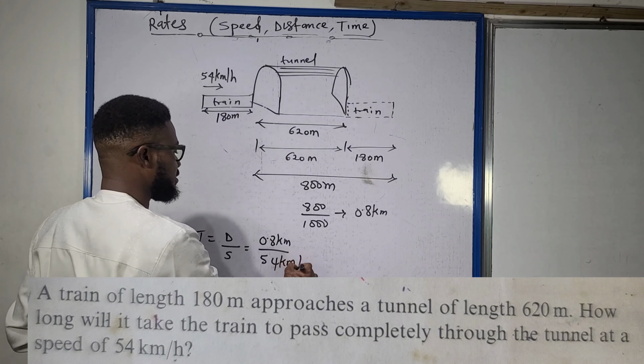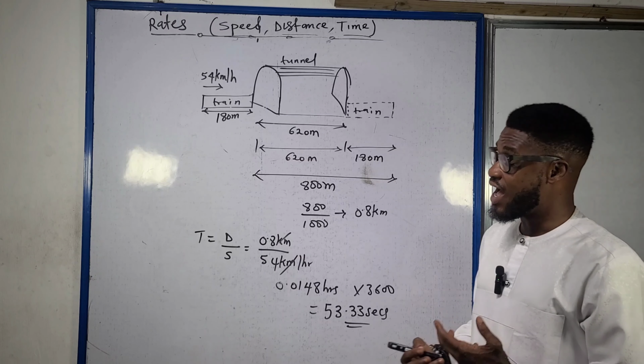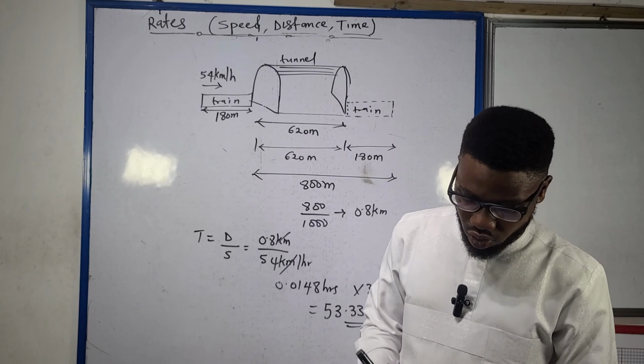So this will give you 0.0148 hours. If I'm to convert this to seconds, that would be times 3600. This is 53.33 seconds. So that is how long it will take the train to pass through the tunnel. Look at the question very well. So it is word problems, and I recall while I was teaching you about word problems on fractions, I said when you are dealing with word problems, you can use diagrams so that things are a lot clearer.